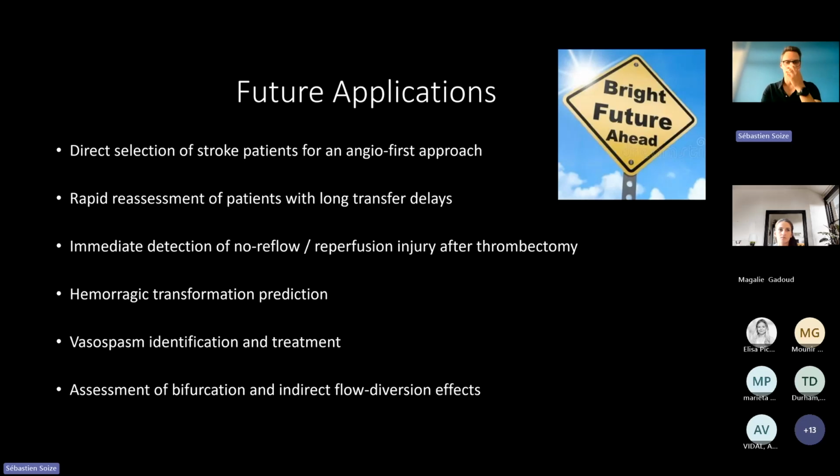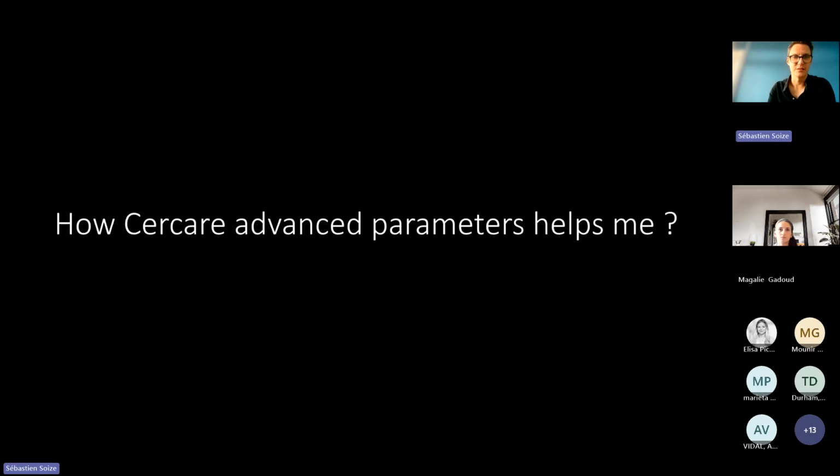So finally, the future is kind of bright. As I said, there are still some applications for stroke that work properly. You can also probably go for research and find some ideas with the advanced parameters. We have some ideas to predict hemorrhagic transformation. We are also working on vasospasm, and using it for some patients. And we plan to use it also for some patients with aneurysm treatment in specific cases.